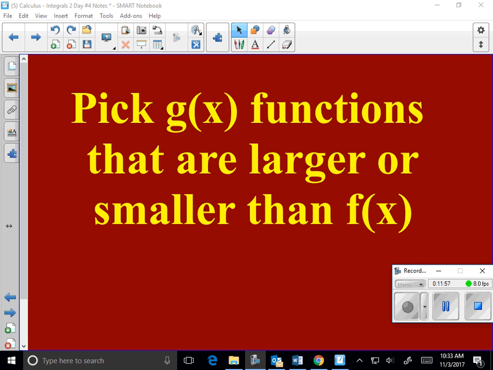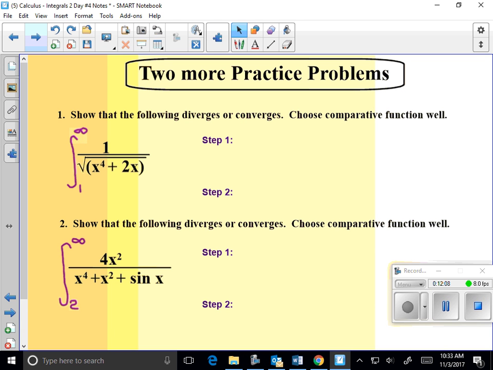Okay, so we're going to pick g of x that are larger or smaller than f of x, depending on what's easiest to do for us. And sometimes you might end up doing both and trying it a couple times. So here, oh, that's gross, right? That's gross.